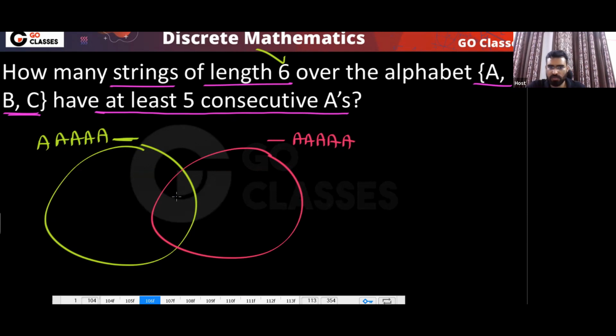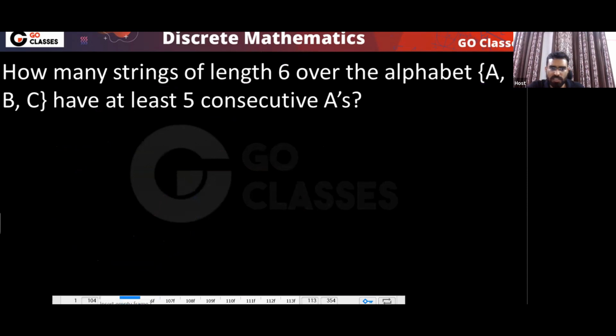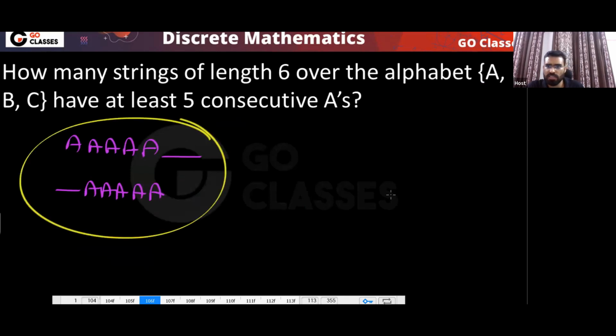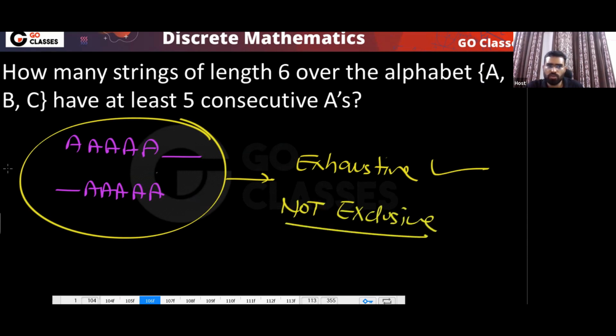They are exhaustive, but are they exclusive? You can notice in this question these two are exhaustive, but these are not exclusive. Every possibility has been counted, but they are not exclusive, meaning some duplicates are counted. You have counted some duplicates.